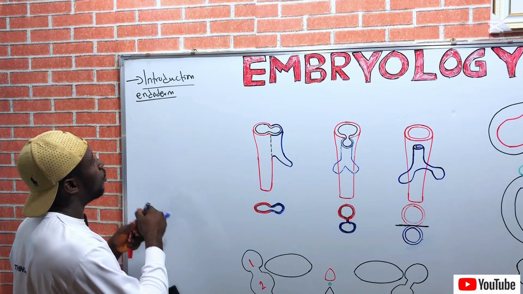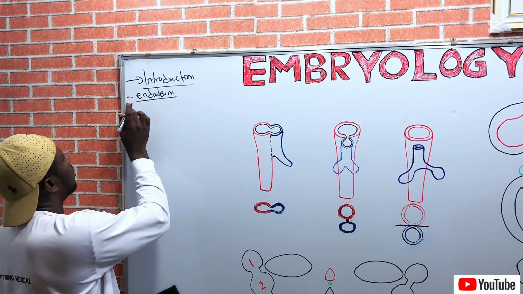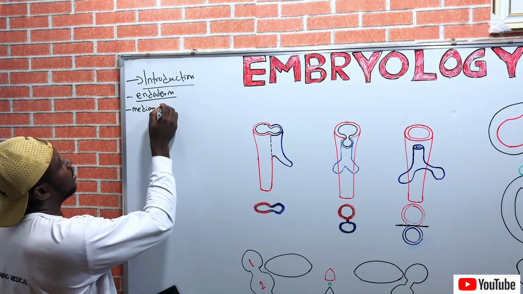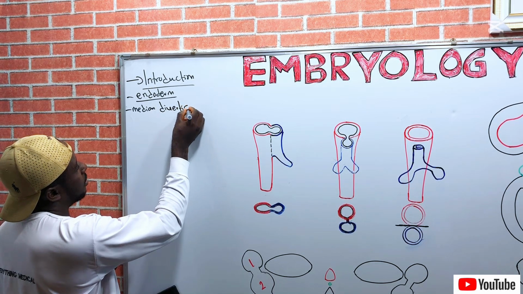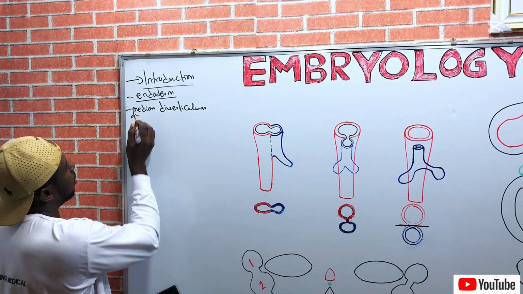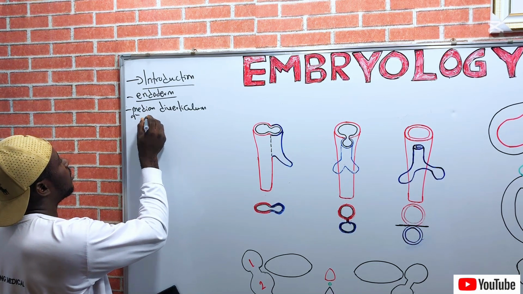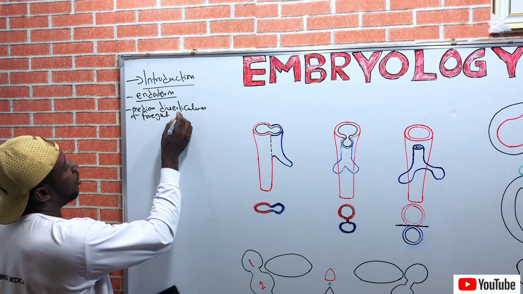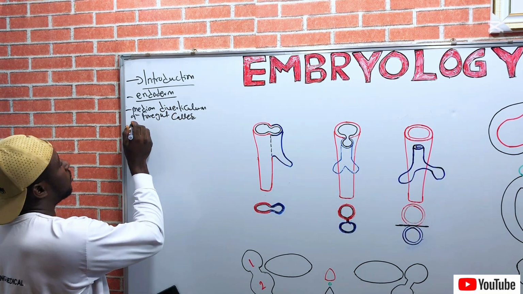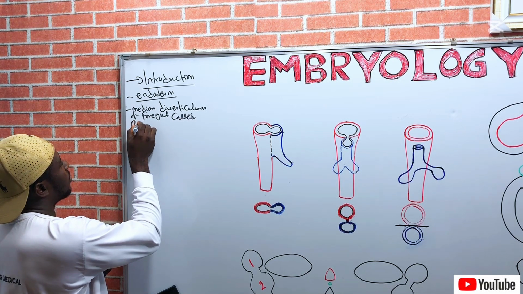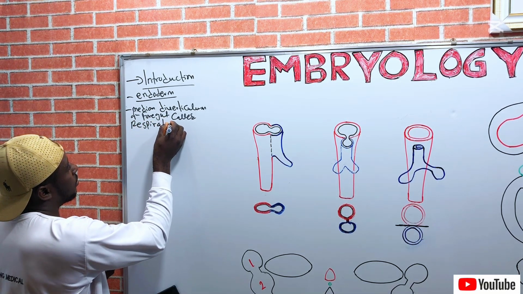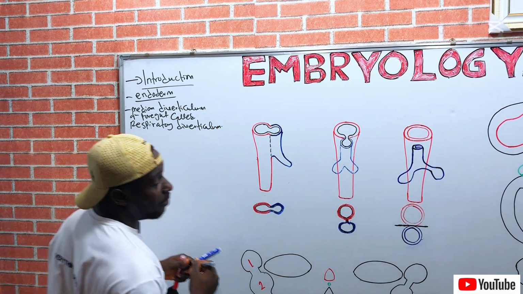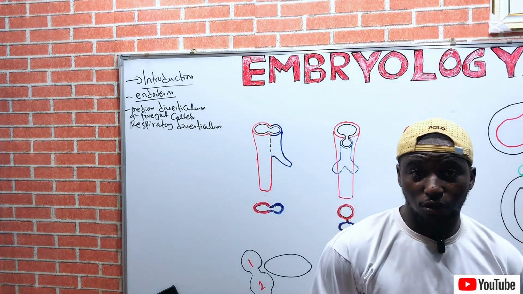Particularly, it tends to develop from the median diverticulum of the foregut, called the respiratory diverticulum, which can be called the laryngotrachea diverticulum, right?